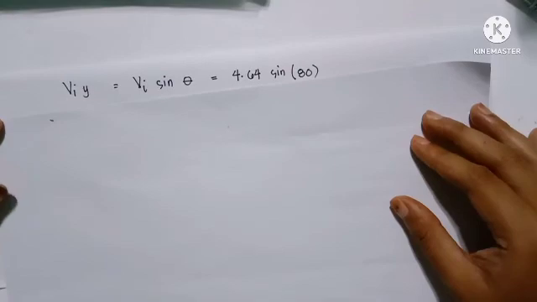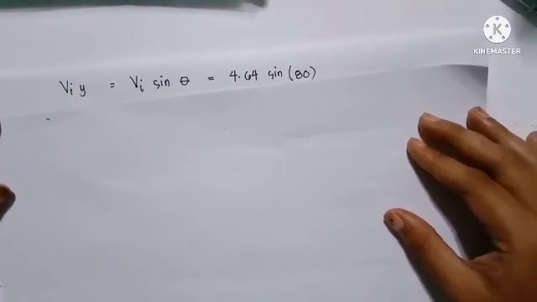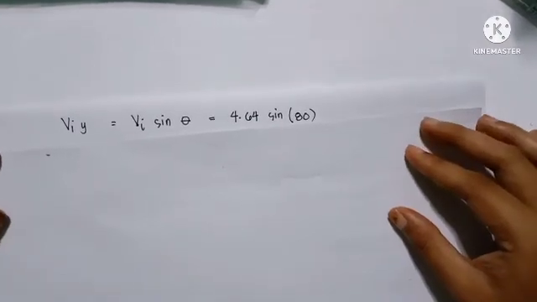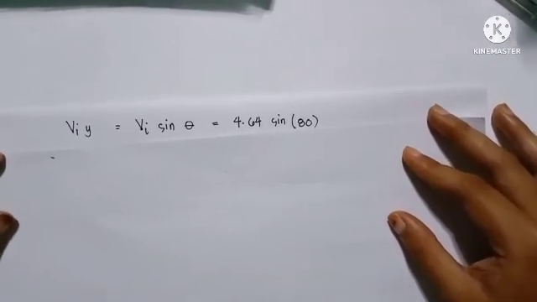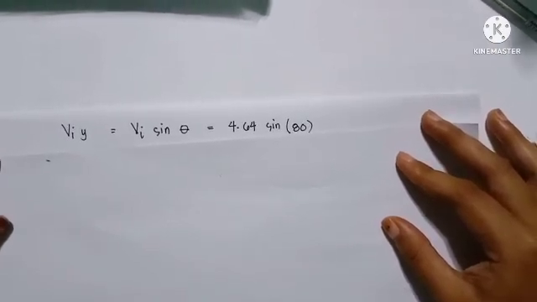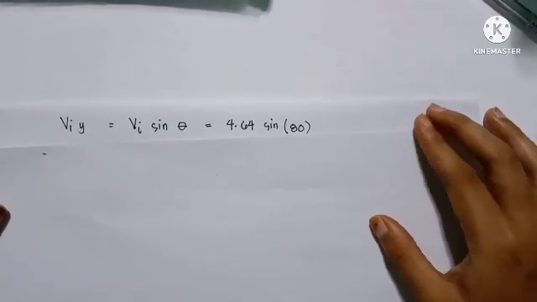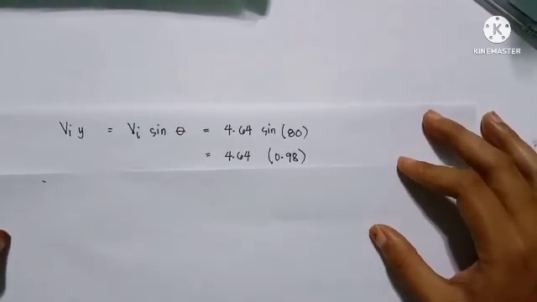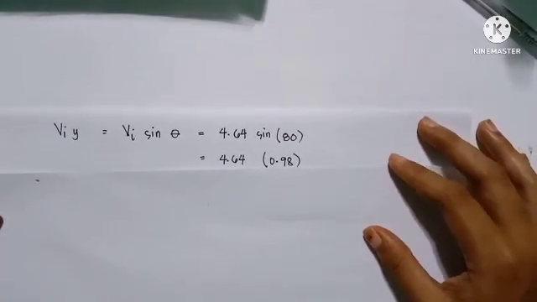To find the value for initial velocity in the vertical direction, we use this formula. Initial velocity multiplied by sine theta, so equals 4.64, which is the value for initial velocity, times sine 80 degrees, which is the value for the angle. So 4.64 multiplied by sine 80, which is 0.98.